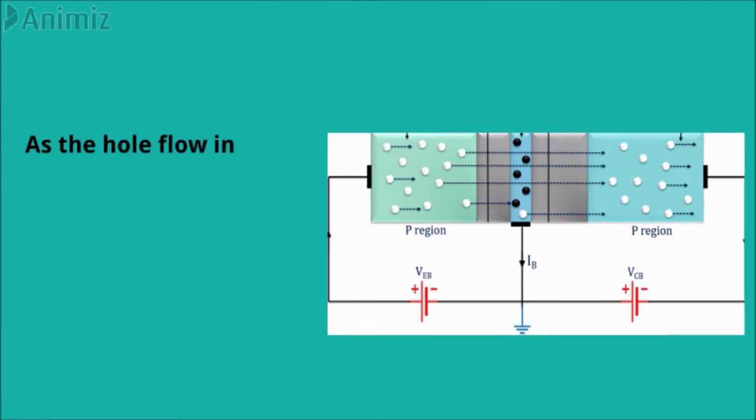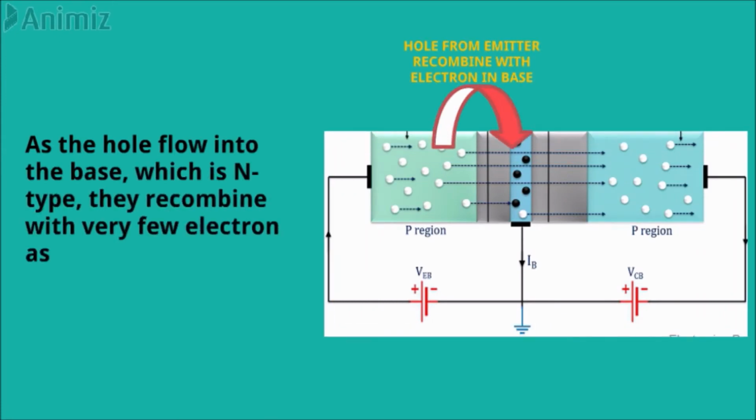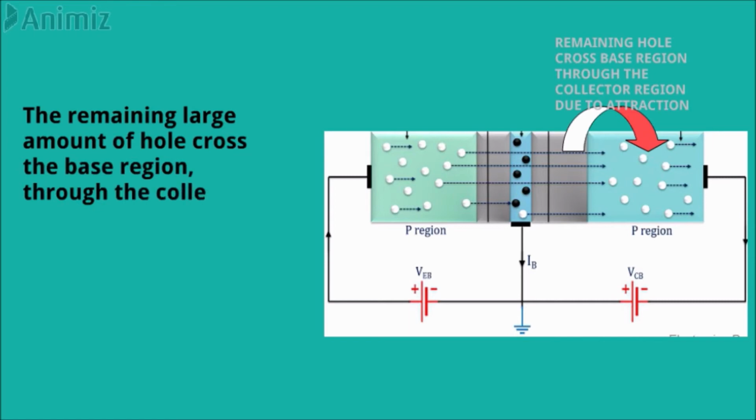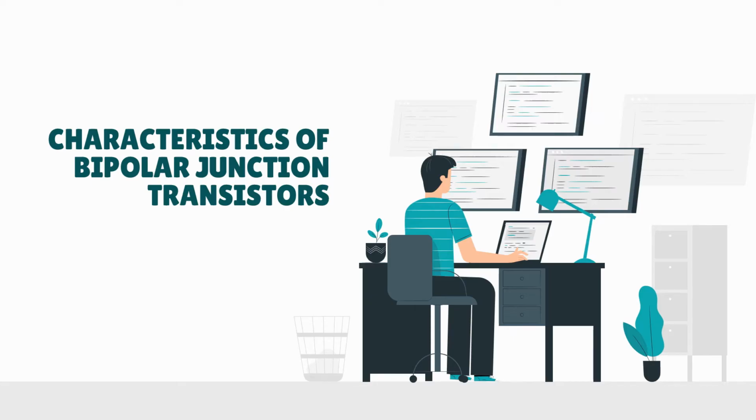As the holes flow into the base, which is n-type, they recombine with very few electrons, as it is lightly doped. The remaining large amount of holes cross the base region, through the collector region, to the negative terminal of the voltage supply. Now let's go to the characteristics of bipolar junction transistors.